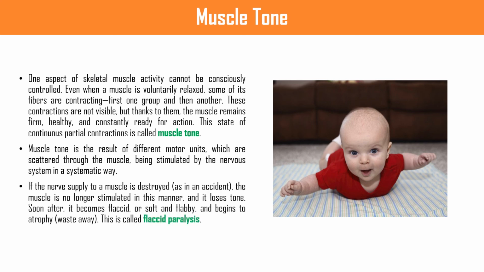If the nerve supply to the muscle is destroyed, as in an accident, the muscle is no longer stimulated in this manner and it loses tone. Soon after, it becomes flaccid, soft and flabby, and it begins to atrophy, also known as waste away. This is called flaccid paralysis.